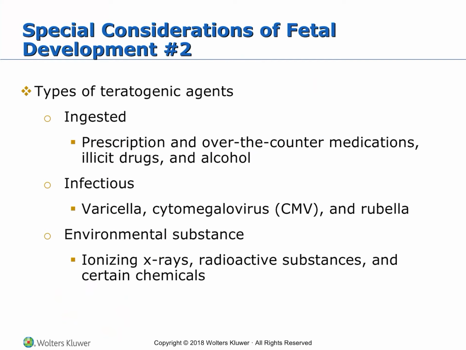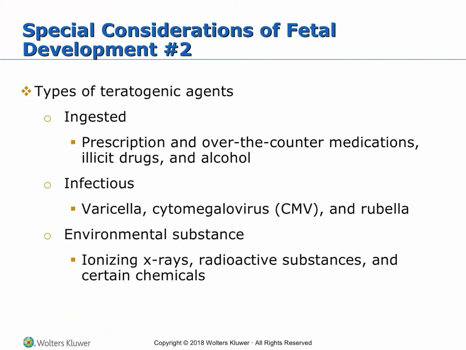Another type of teratogenic agent could be an infectious agent. So things like varicella, CMV, and rubella, but also cat feces. Cat feces is very dangerous for pregnancy because of toxoplasmosis. It's a parasite that lives in cat feces and kitty litter. So if the mother is pregnant, it's always good to free her of kitty litter duty.